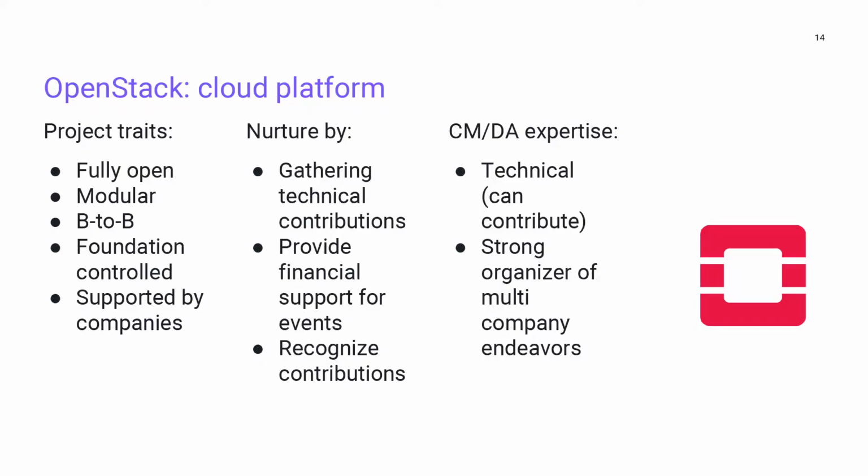Cool. So the last example I wanted to give was OpenStack. This is a big cloud platform. So again, OpenStack itself, as the open source project, is fully open. There's lots of distributions built on top of it by various companies. It's quite modular. If you've ever looked at OpenStack, you'll see lots of crazy names: Nova, Neutron, Horizon.